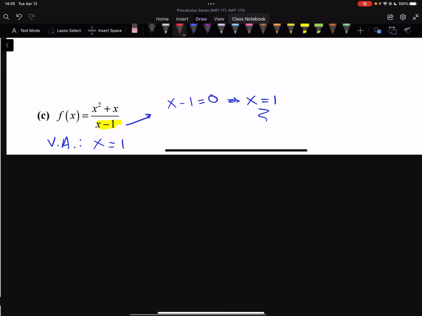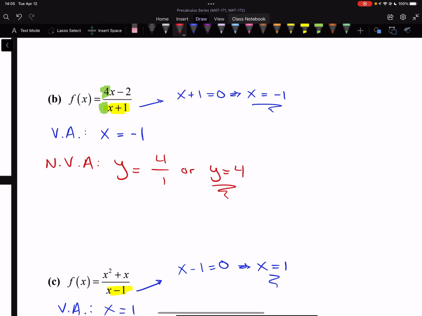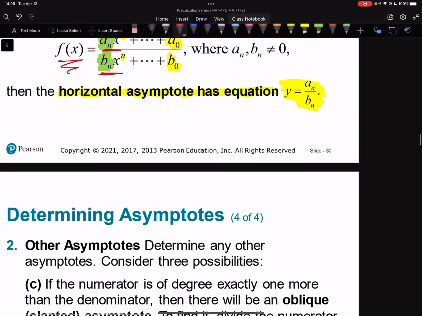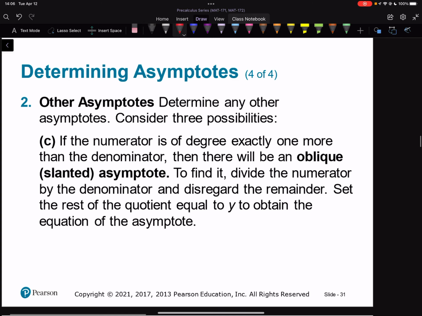Now the last example does not have the same degrees in the numerator and the denominator, nor is the numerator of a lesser degree. So we're going to need an additional definition to deal with that one. So let's come over here and take a look at this last part here.